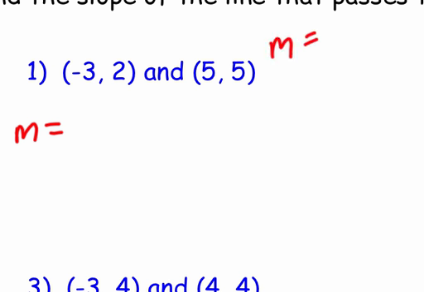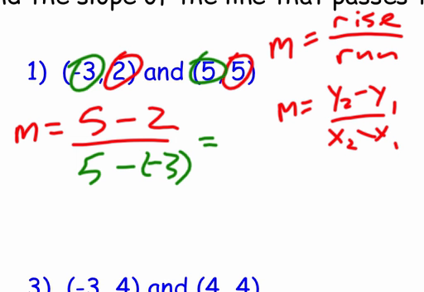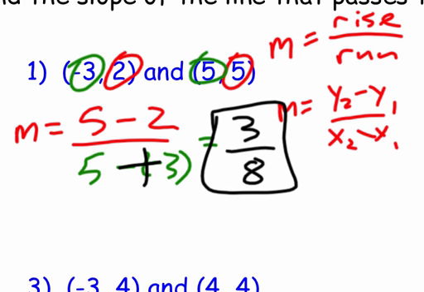So I can take 5, y2 minus y1 over x2 minus x1. Well, and minus a negative 3 is really adding a positive 3. So I get 3 over 8, and I'm done.